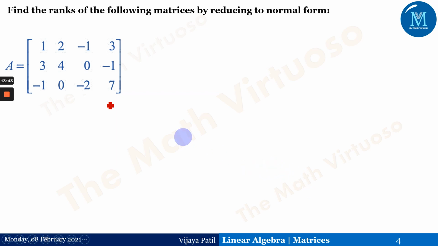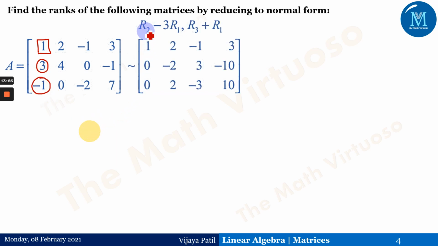Just will go quickly with this particular example. Now again A. Take this first element, this is filled with 1, so I need to make this 3 and -1 as 0 by going for the transformation R2 minus 3 times R1, and this is changing my row R2, and there would be a change in R3 row here, right?